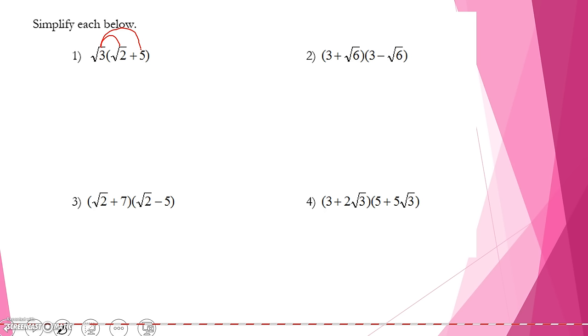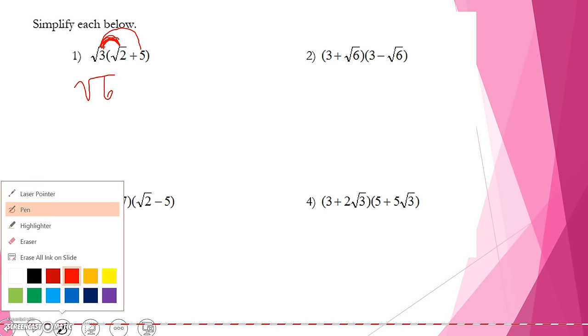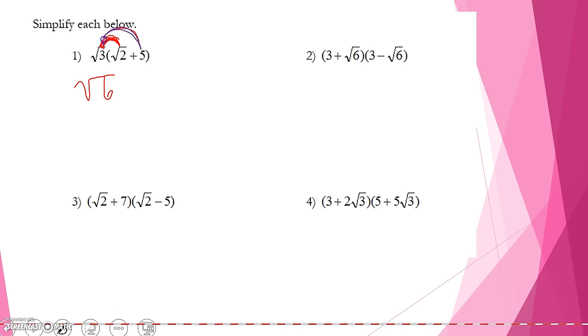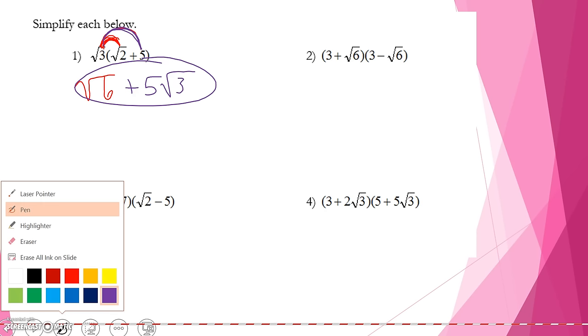So when I multiply square root of 3 times square root of 2, that is square root of 6. I can multiply them because they're both inside the radical. Now when I multiply square root of 3 times 5, well, 5's not underneath the radical, and so it has to stay outside of the radical, and the 3 will stay inside. Now I can't add those together because they have different insides, and I can't break either of them down, so that's my final answer.